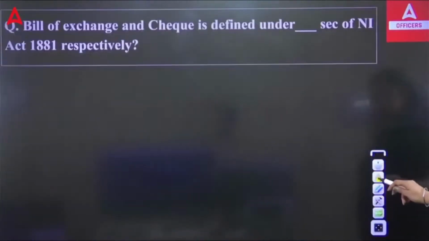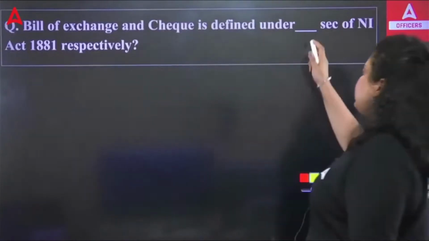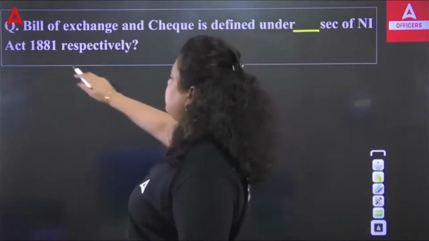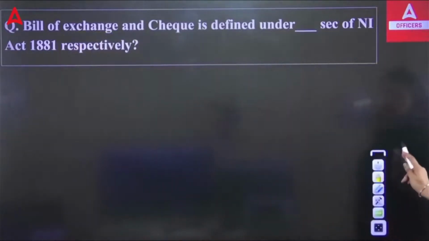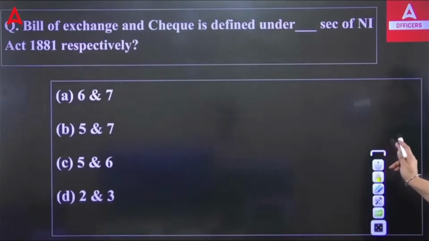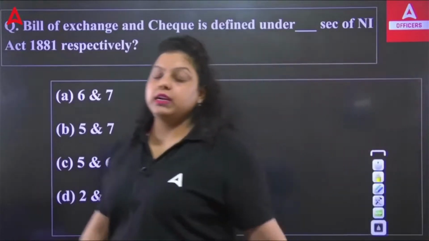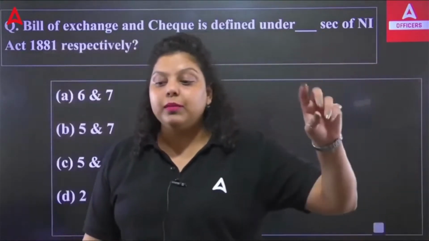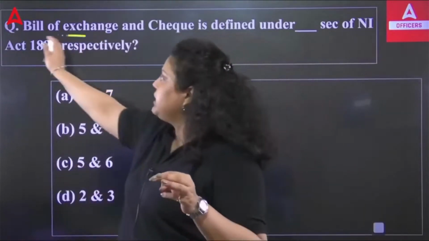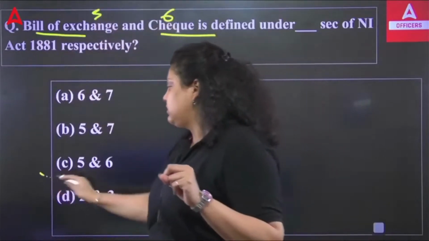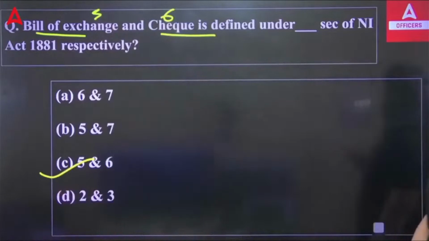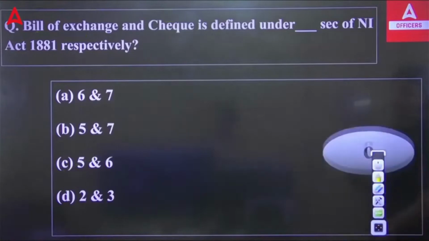Next, the third question. The bill of exchange and check are defined under dash section of the Negotiable Instrument Act 1881 respectively. So which of the following are the sections of bill of exchange and check under the Negotiable Instrument Act 1881? I have told you that there are three negotiable instruments defined under Section 13 of the Negotiable Instrument Act: promissory note, bill of exchange, and check. Out of that, we are asking under which section the bill of exchange and check are defined. Section 5 and Section 6. So the right answer will be your C option. Section 5 defines the bill of exchange and Section 6 defines the check.